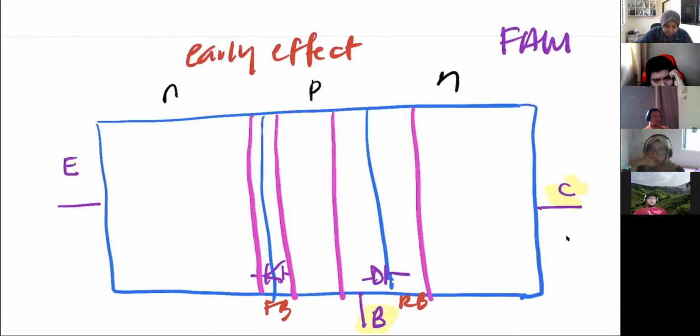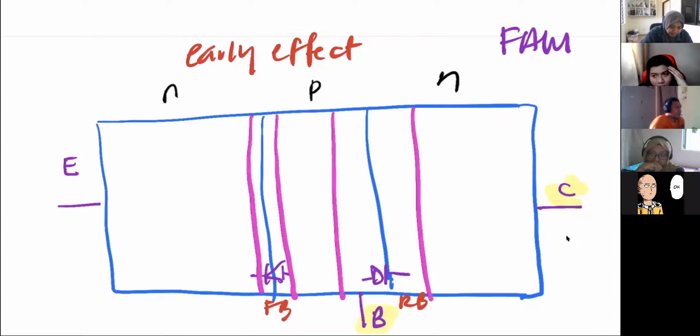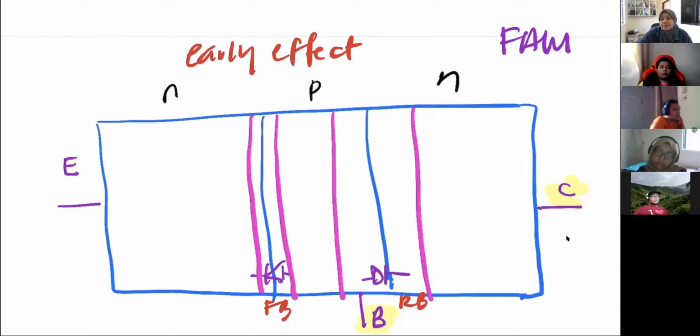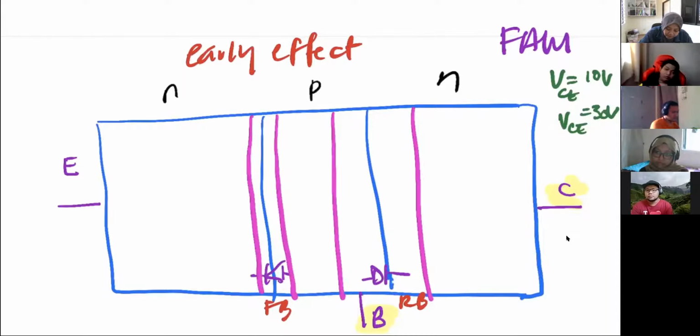Okay, so I have to draw, and I need to exaggerate more, otherwise it won't fit. How? Wait a moment. So let's say the pink line is the normal forward active mode. Normal means VCE equals maybe 10 volts. So if I increase VCE to 30 volts, what happens is this will become bigger.